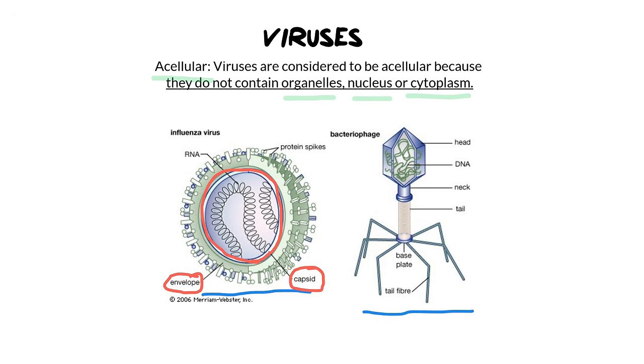And that's also why it's really difficult to kill viruses, because of these two protective layers. Now, what you'll notice between the virus for influenza and the virus for the bacteriophage is they both have some kind of nucleic acid. The one has RNA, the other one has DNA, and that is the most important part of the virus because that's what we use to make more viruses.